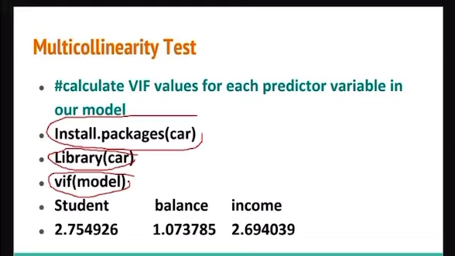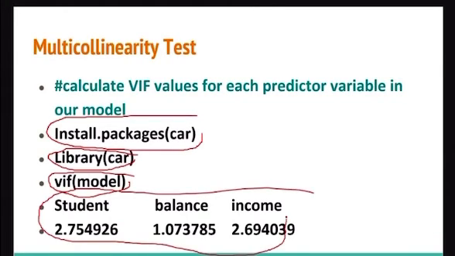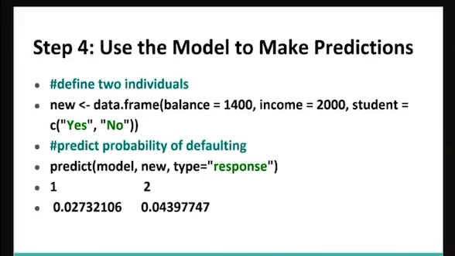What is happening now? Is there any greater than 5? No. Look at that, 2.574. Look at the balance, look at the income. There's no problem of multicollinearity. That's what that means. Now, what is the next thing I'm going to do? Because there's no problem of multicollinearity, I can think about using the model now to make predictions.